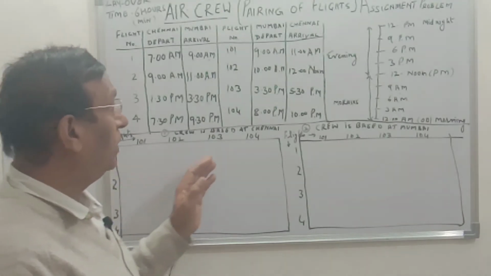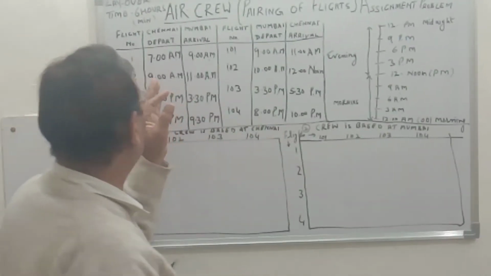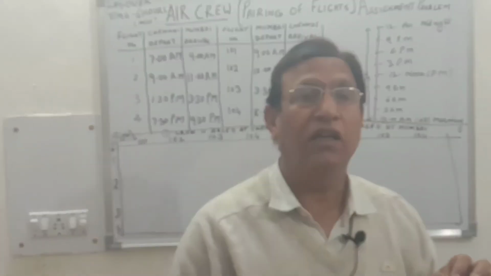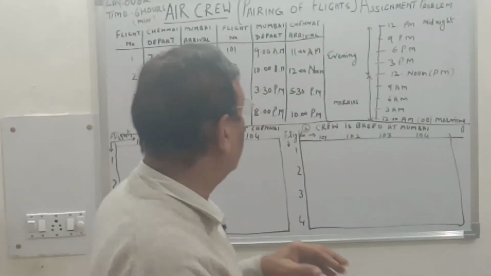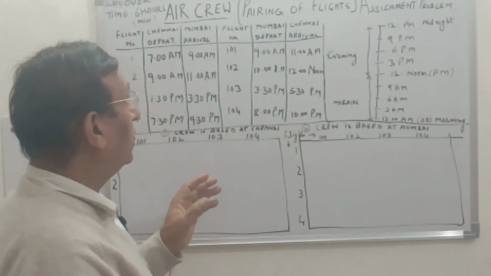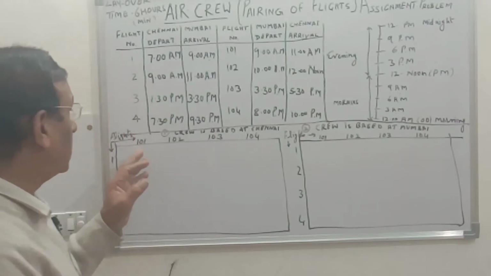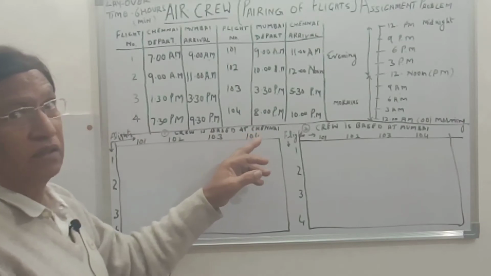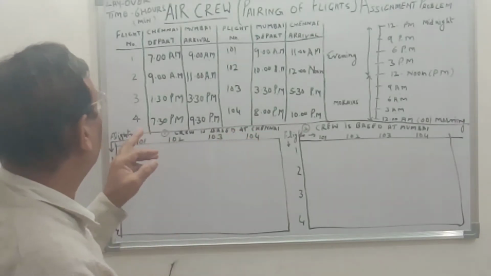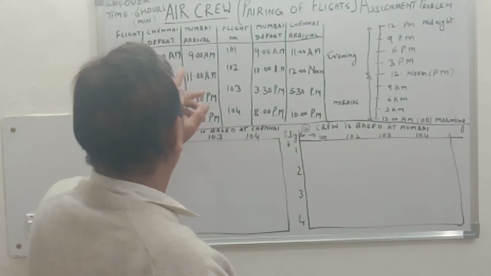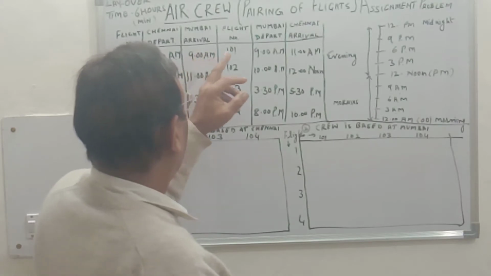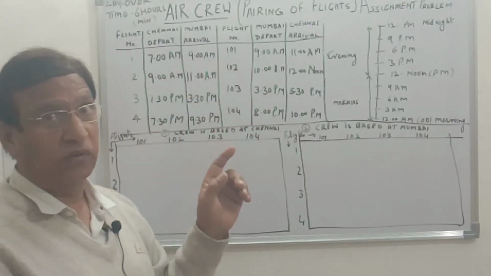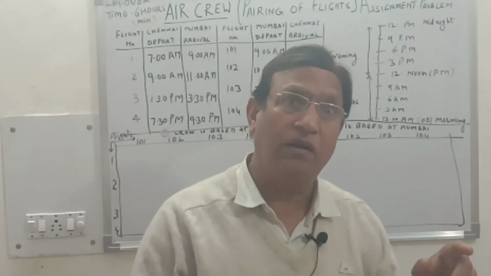So first of all, we are to calculate the time between arrival and departure, because the flight will arrive first, then it will depart. So there are a number of possibilities, and we have to calculate the time. Say, first table we will form that the crew is based at Chennai. So they will stay at Chennai. Then we have to calculate the time between the flights at Bombay, arrival and departure.